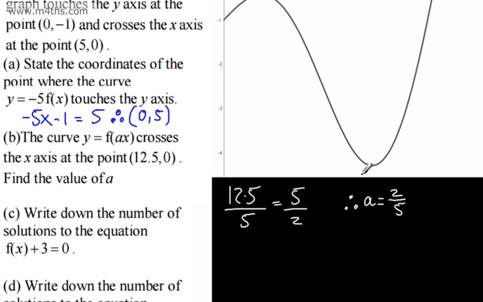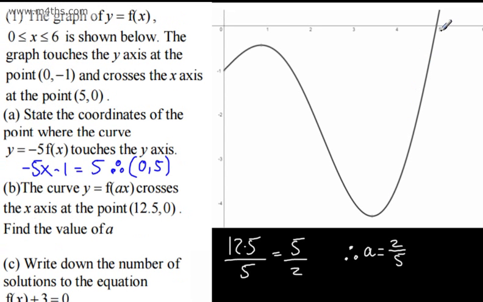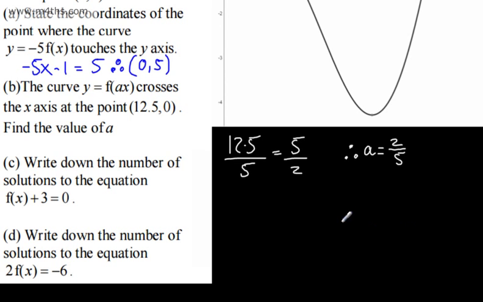If we divide the x coordinate 5 by 2/5, that's essentially what we're doing when we have f of ax. We're dividing the x coordinate by a. If I divide 5 by 2/5, I'm going to end up with 12.5. So that is one approach.